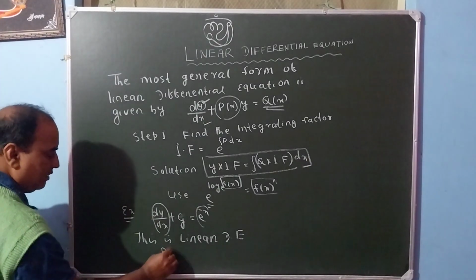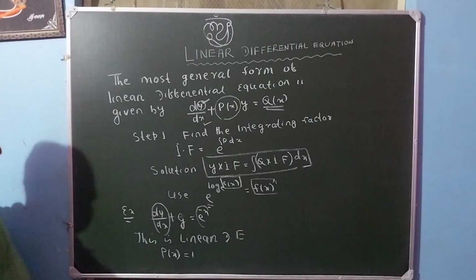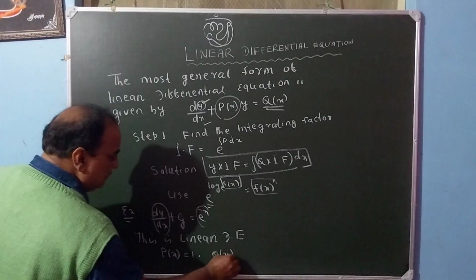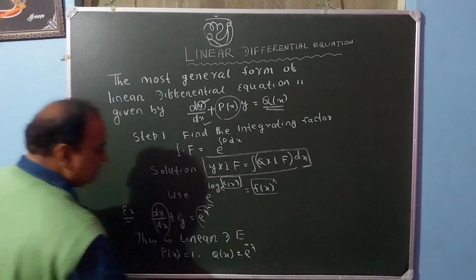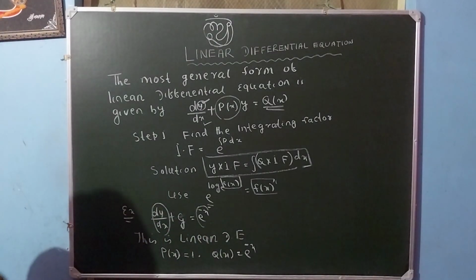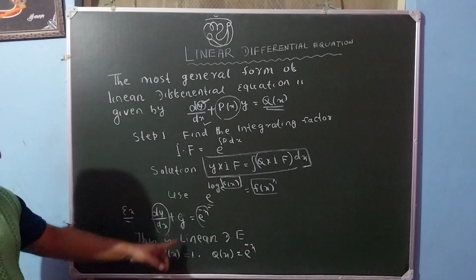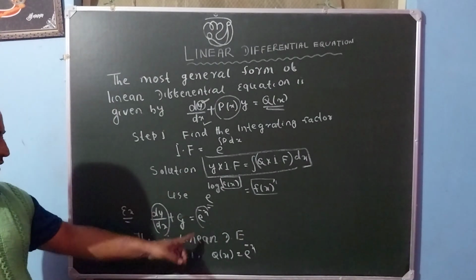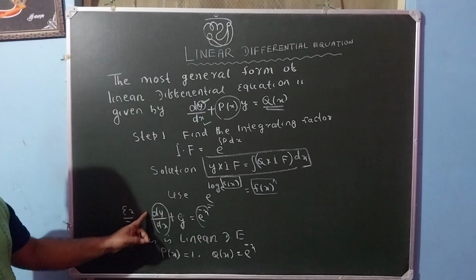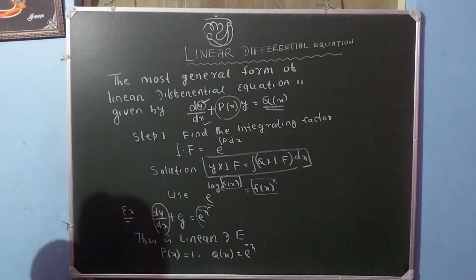P(x) is 1 here. Write down P(x) is equal to 1. The coefficient of y is known as P(x). Q(x) is e to the power minus x. Whatever may be here is treated as Q(x). So first of all, you have to recognize that the coefficient of y is treated as P(x). It is 1. Q(x) is e to the power minus x. The coefficient of dy/dx must be equal to 1, so there is nothing to be done here. It is 1. So this is the most general form.